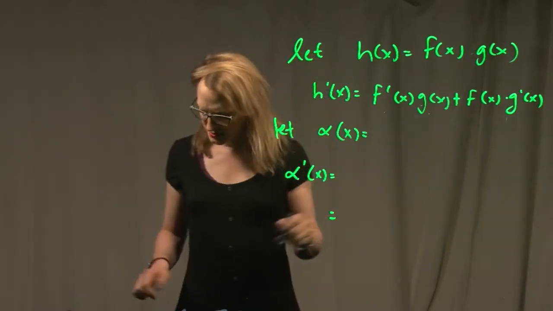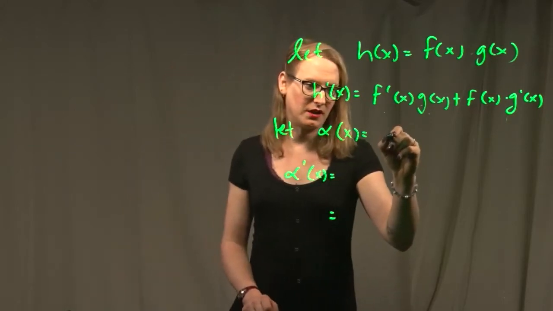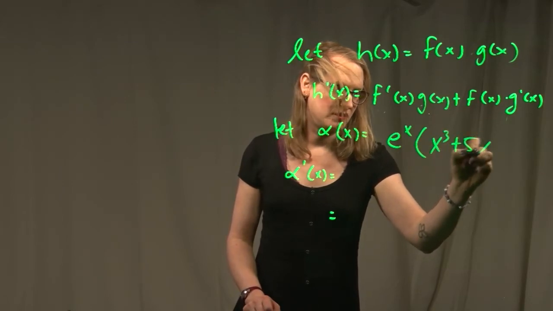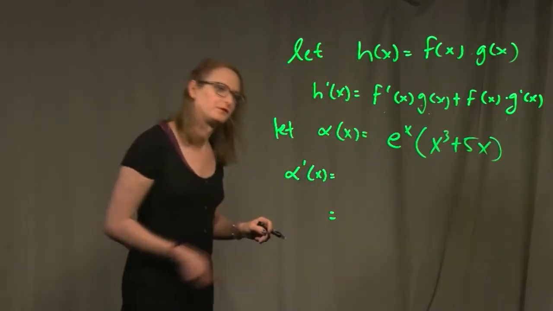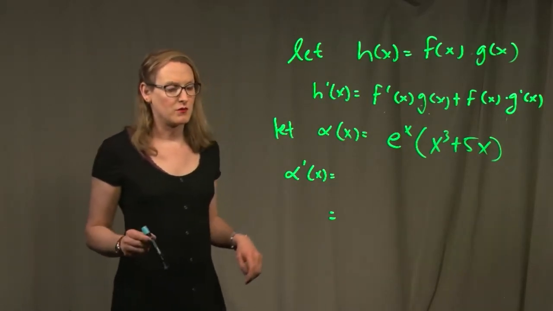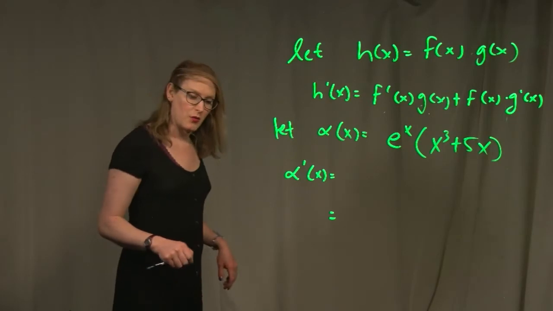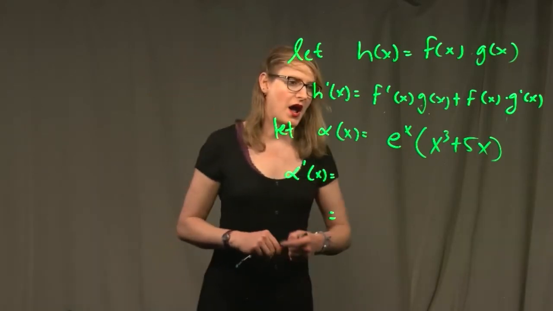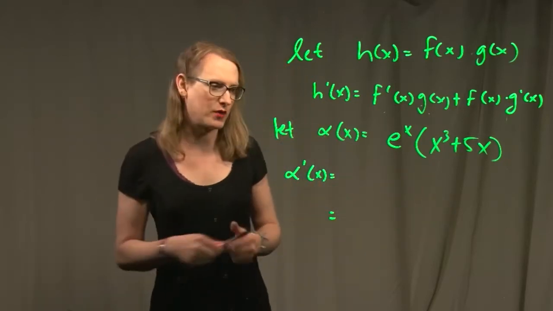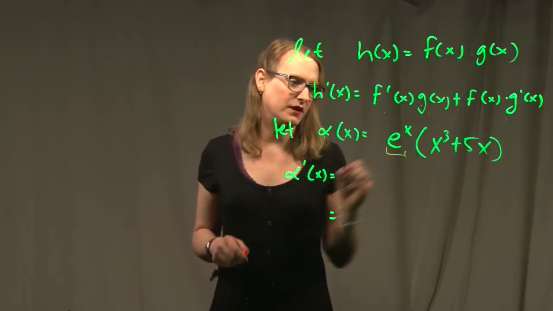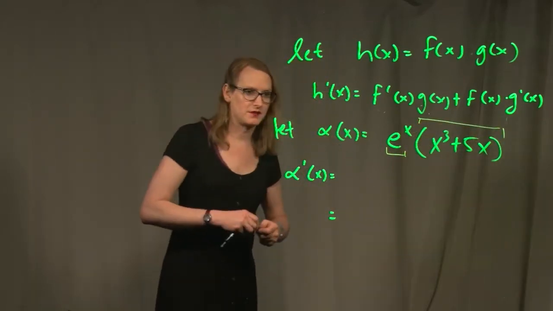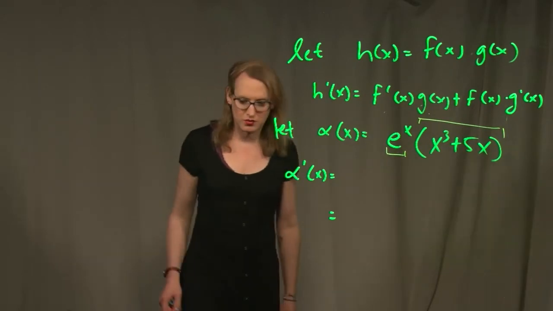Many times. So my function I'm going to do this time is going to be e to the x times x cubed plus 5x. A new function appears. We want to compute its derivative. And we're going to do that by recognizing that this thing is a product of two things that I know how to take the derivative of already. Sweet. I know how to take the derivative of e to the x, and I know how to take the derivative of x cubed plus 5x. So let's product rule that thing up.